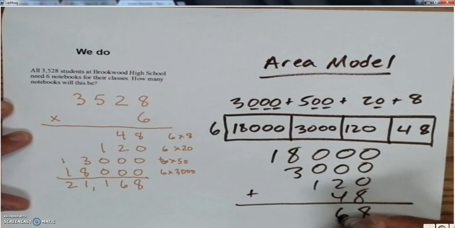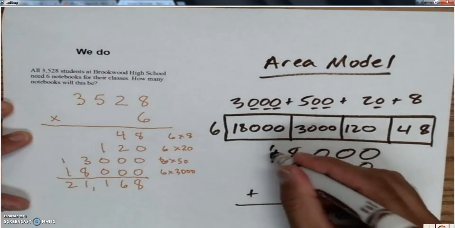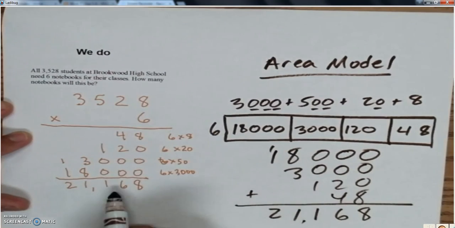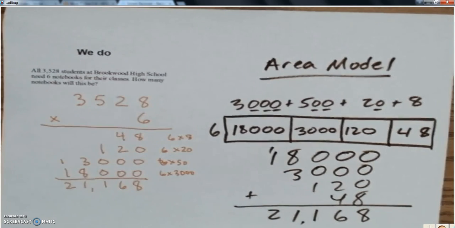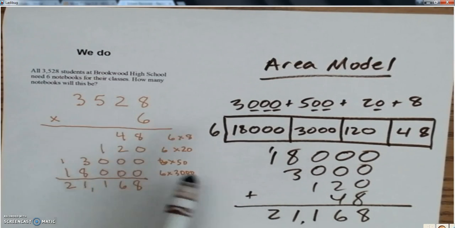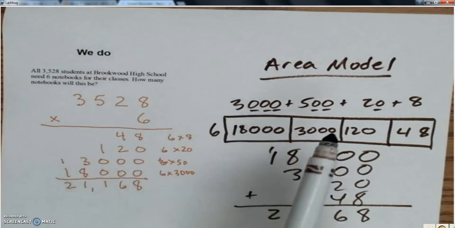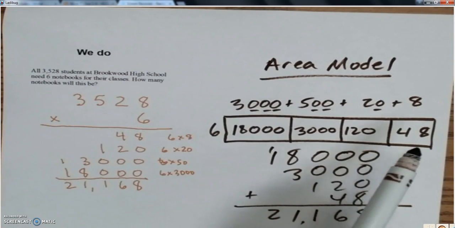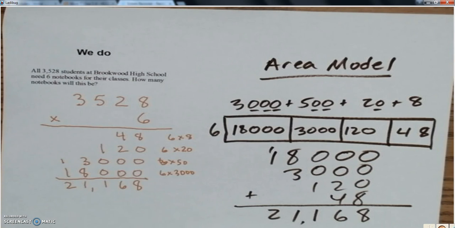Just like yesterday, there are 21,168 notebooks at Brookwood High School. Whenever I do 2 different strategies, I should expect to get the same answer. A lot of times I like to do 2 to make sure I got the same thing both times. That is how you do the area model of multiplication. I will see you tomorrow and we'll try some you-dos.